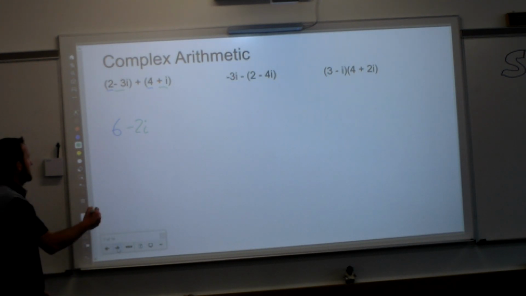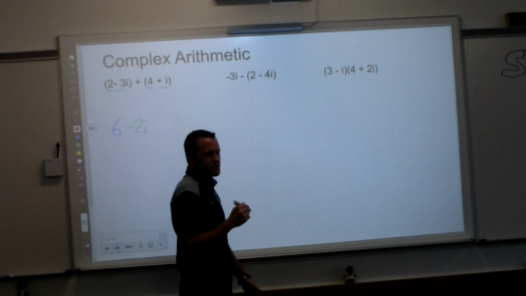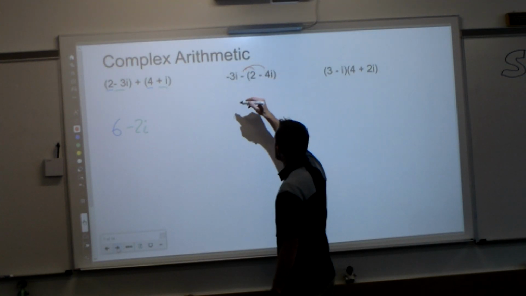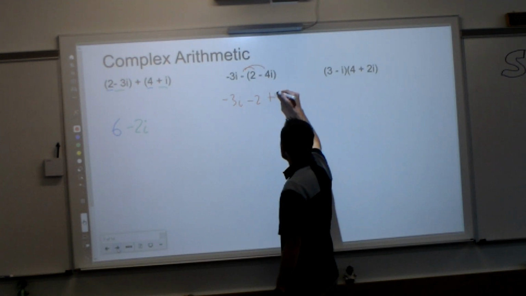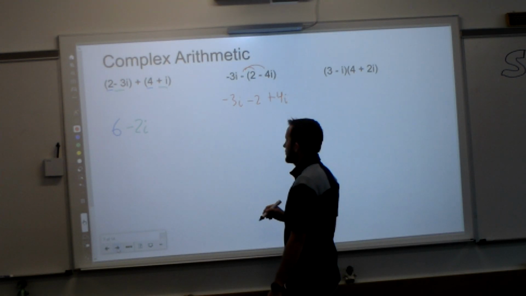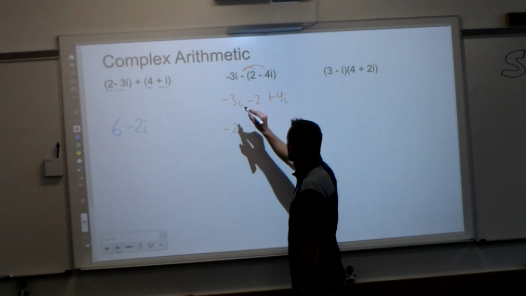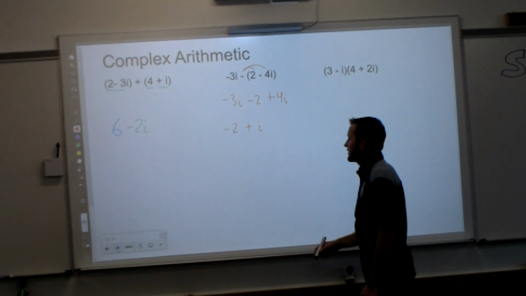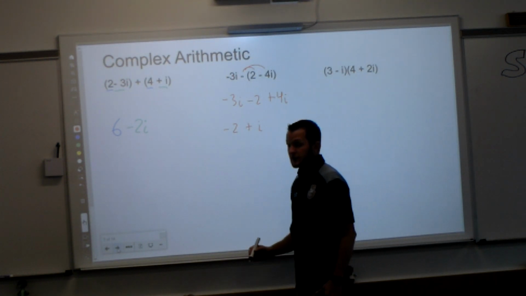That's how you add. Now, what about subtracting? Well, same as what we would do with polynomials, we want to distribute the negative here. So I get -3i minus 2 plus 4i, and then we'll combine like terms. -2 is the real part. -3i plus 4i is just plus i. That's the imaginary part, and then together you have our complex number.